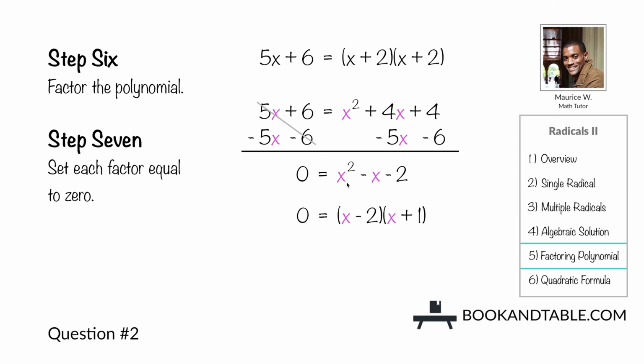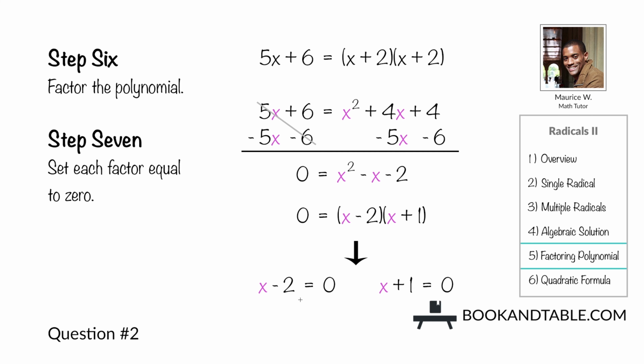So step 6, factor the polynomial. And when you do, we get x minus 2 times x plus 1. Negative 2 times positive 1 have a product of negative 2. Negative 2 plus 1 have a sum of negative 1. So these are our factors. And now step 7, set each factor equal to 0. So x minus 2 is equal to 0 and x plus 1 is equal to 0.